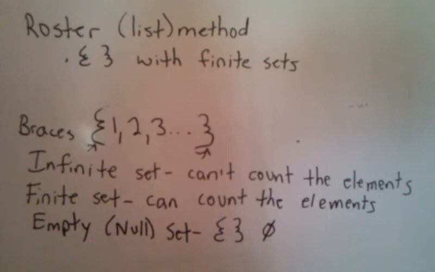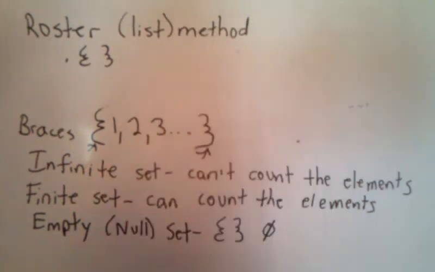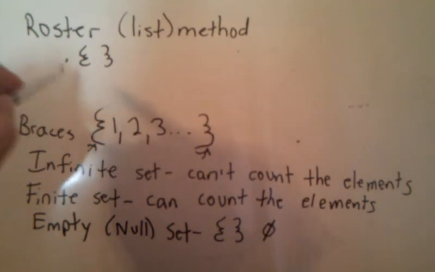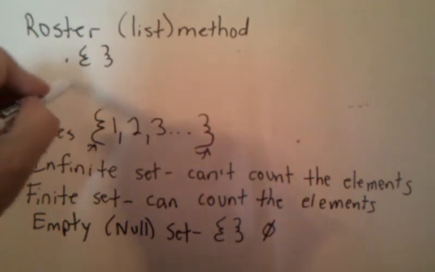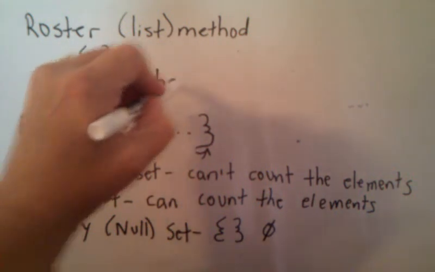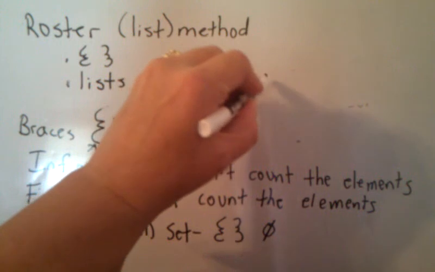To use this method with infinite sets, use 3 dots to represent the fact that the elements cannot be counted, which is what we did here. I'm sorry, you don't have to write that. But it uses braces and it lists the elements. That's why it's called the list method. Okay?